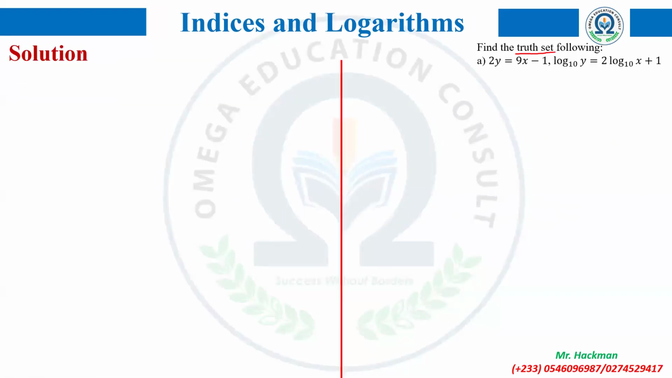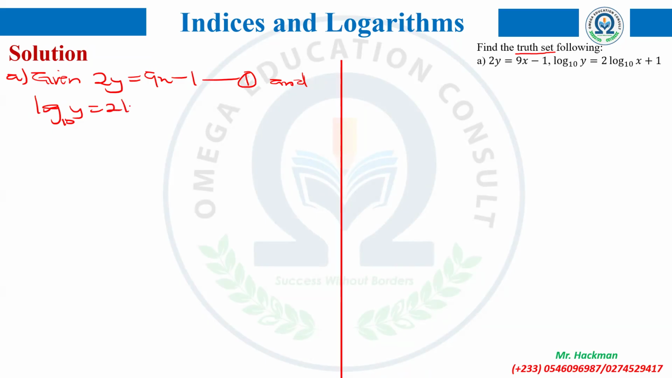Now to the solution to A. What are we given? The first one is 2^y equals 9^(x minus 1). Immediately write your first equation and label it. If you have space, you continue; otherwise, you come down. Log to the base 10 of y equals 2 log to the base 10 of x, plus 1. Remember, the plus 1 is not in brackets, so the log to the base 10 only affects the x, not the x plus 1. So take note.